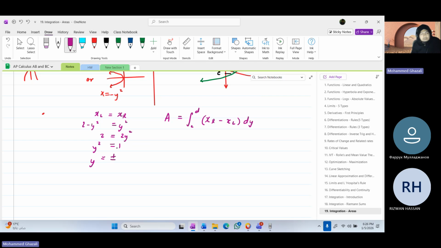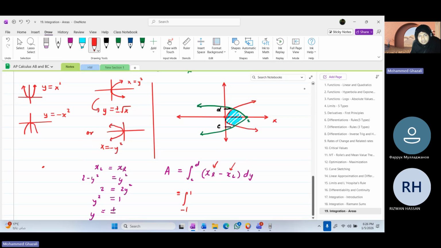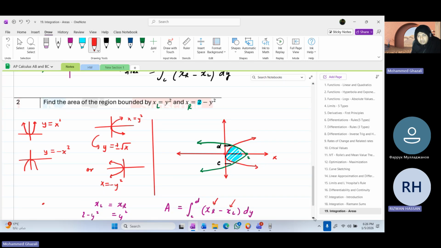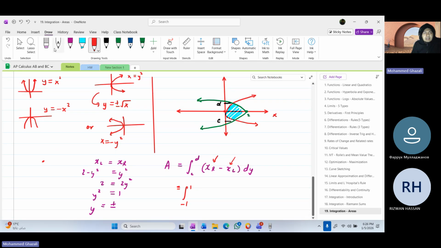dy. Now you'll see why it is dy, not dx now. Because remember, x right is a function in y. x left is another function in y. So we're going to get integral from -1 to 1. What's the x right function? x right function is, wait. I think I'm mixed up something here. x right was 2 minus y squared. Yeah, I mixed up, this is the right. That's the left.